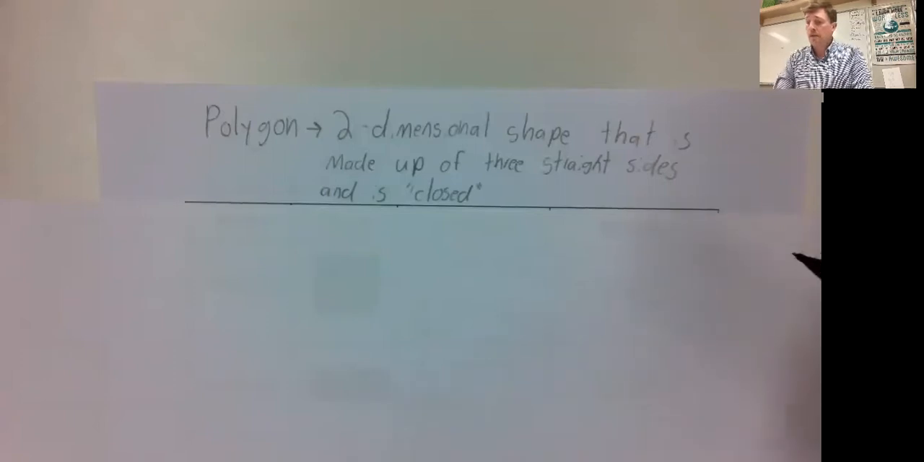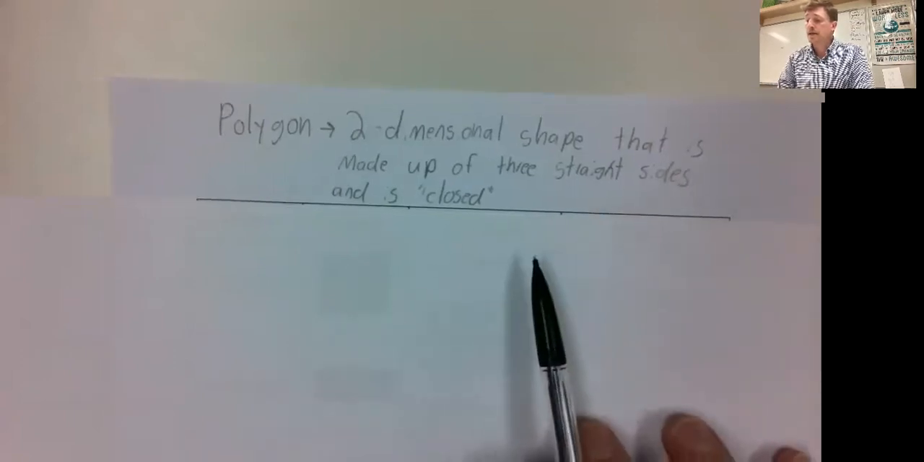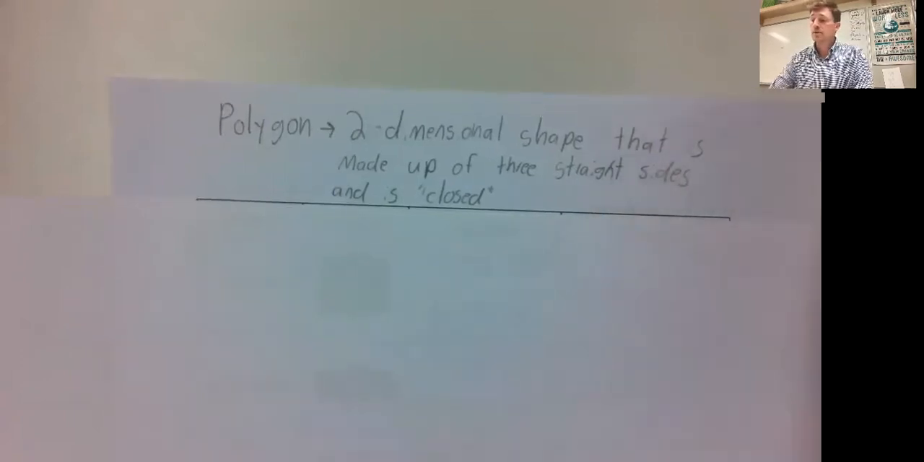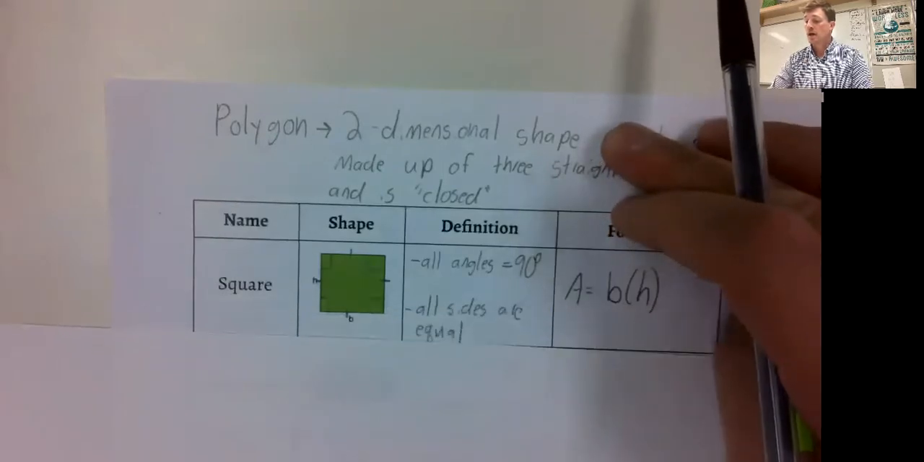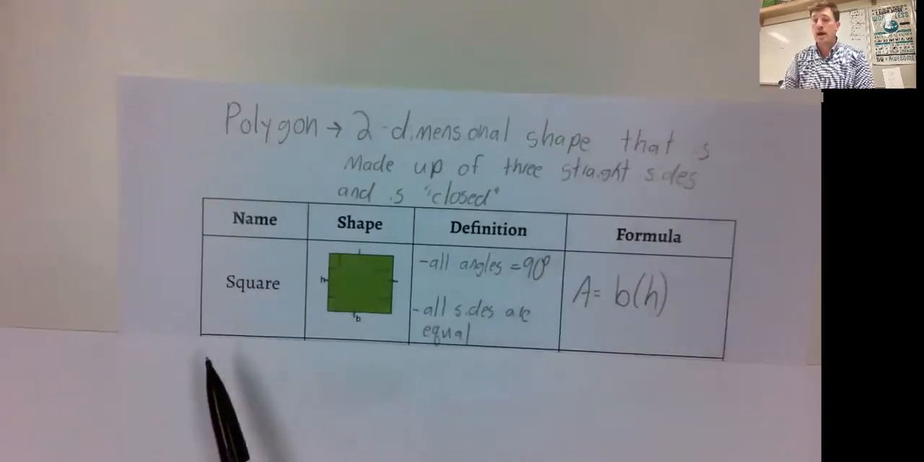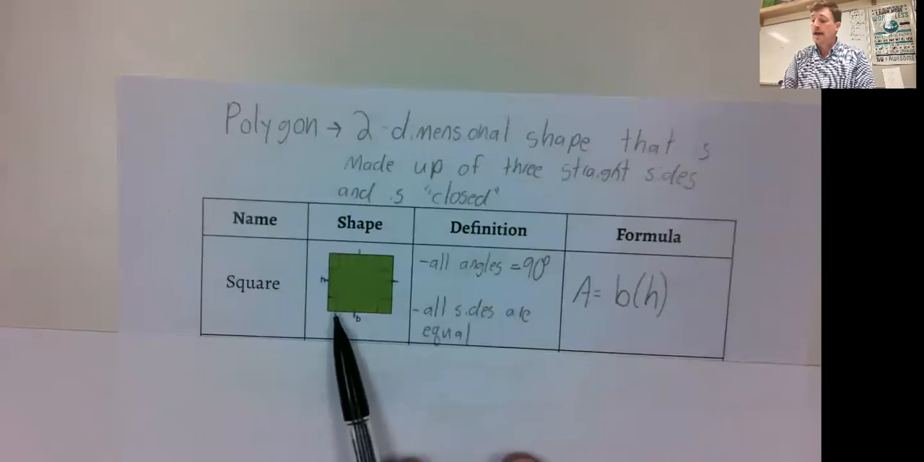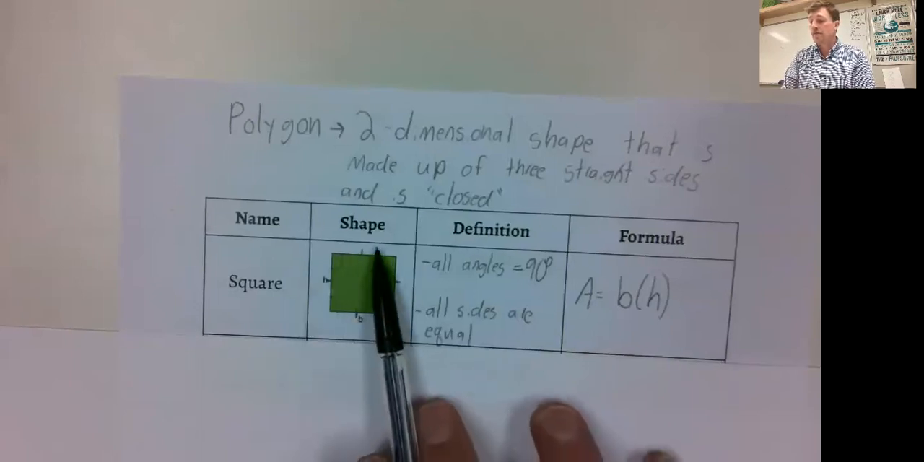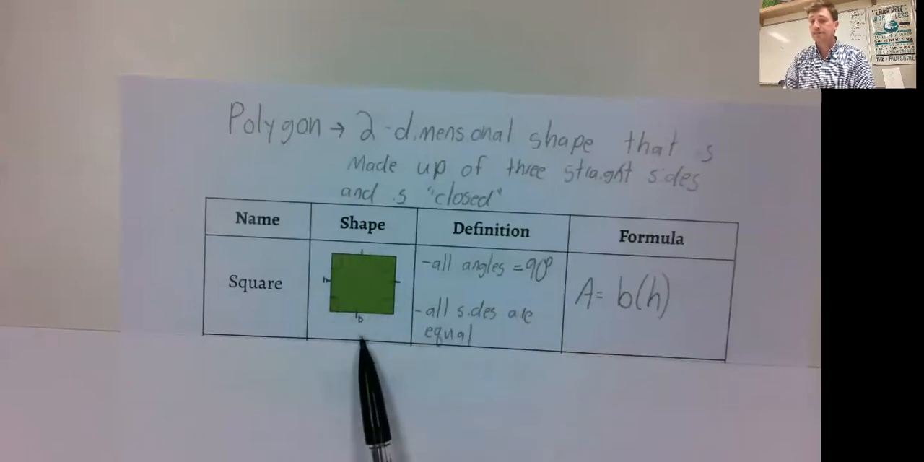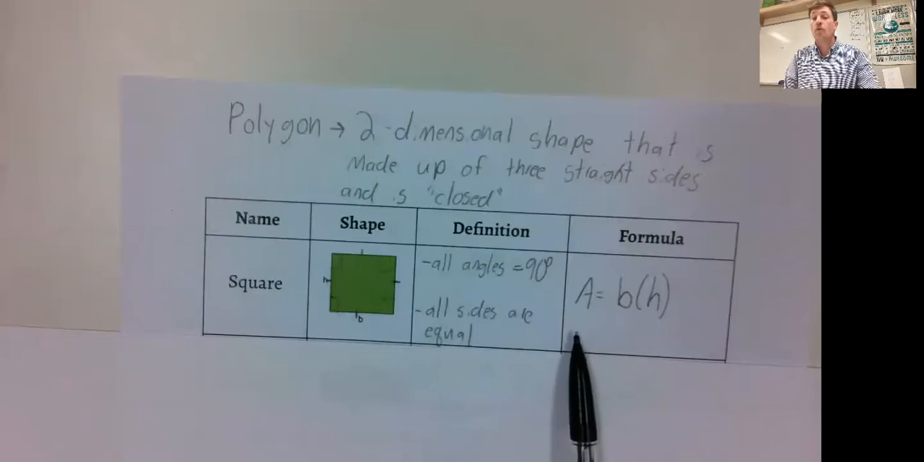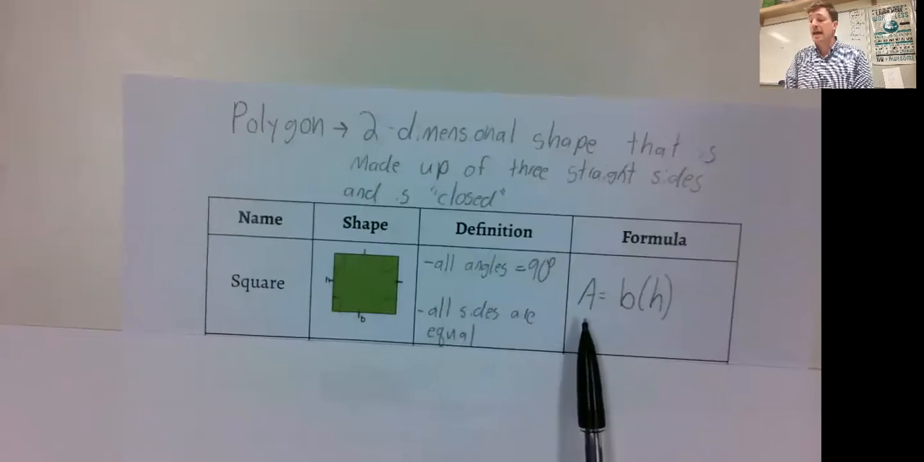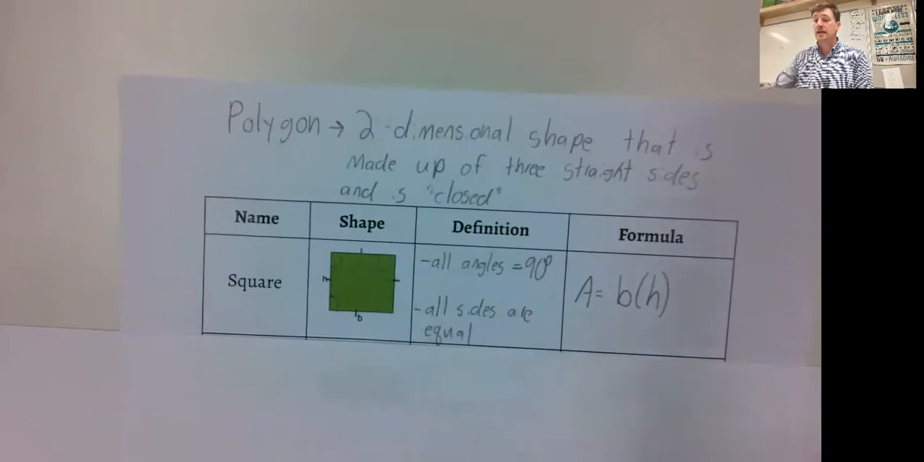So we talked about a polygon is a two-dimensional shape that is made up of three or more straight sides and is closed. We talked about a square, how it has 90-degree angles and all the sides are equal. To get the formula for the area is area equals base times height.